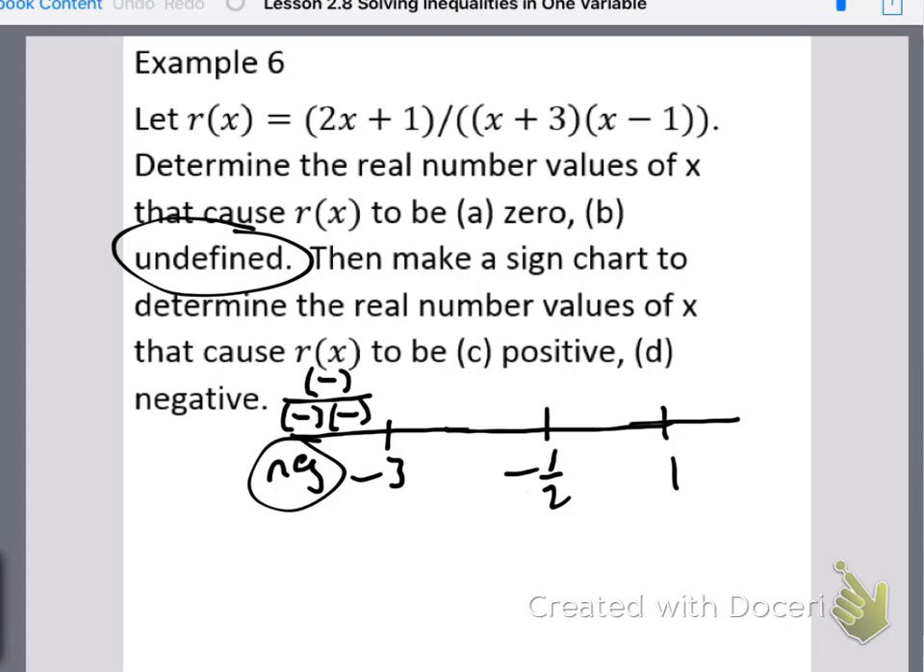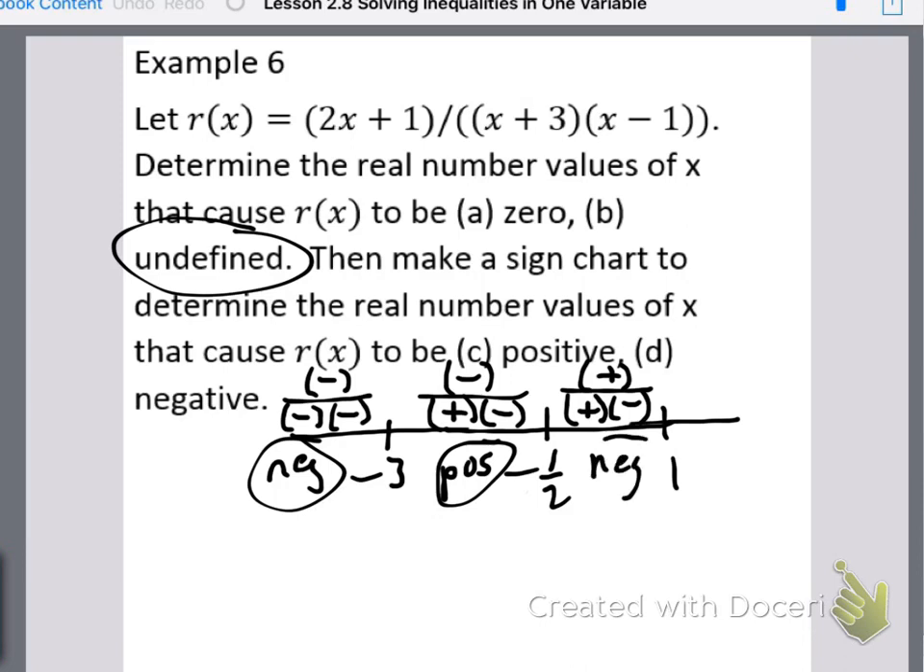Pick a number between negative 3 and negative 1/2, say negative 1. If I plug that in, I get a negative on top, and on the bottom a positive times a negative. That's negative over negative, so I get positive. So r of x is positive between those two x values. Pick a number between negative 1/2 and 1, say 0. I get a positive on top over a positive times a negative. That's positive divided by negative, so my function is negative between those two x values.